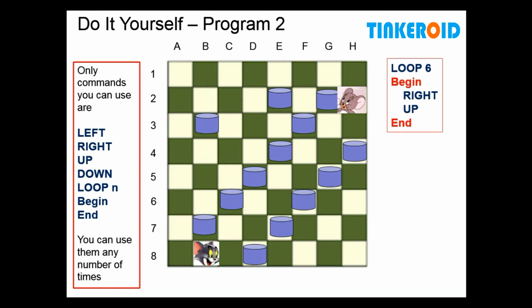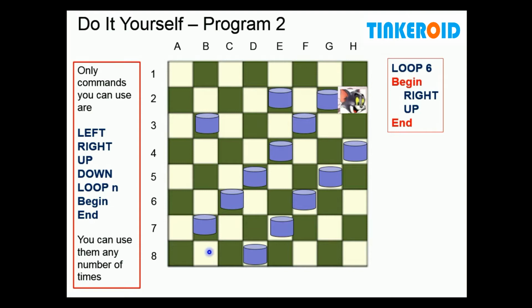It is not always just one command. You can put any number of command, as long as you understand them. Here, 6 times we do right up. You got it? Now let's see. We will ask the Tom to follow the instruction. We will run the program. See? So quickly Tom went right up 6 times and reached Jerry.